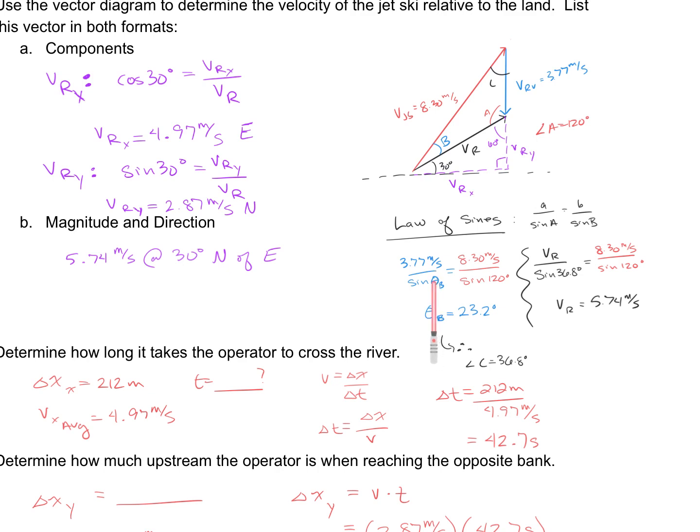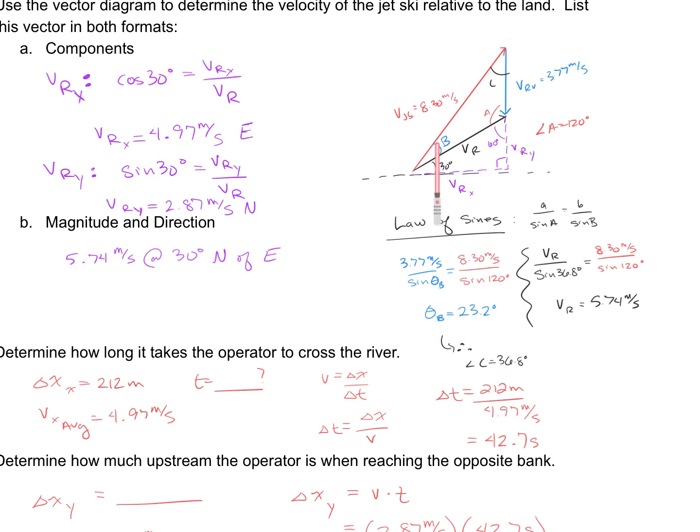I can explain quickly. You just multiply both sides by the sine of theta, and then take the inverse of this on this side. So the sine of 120 times 3.77 divided by 8.3 is equal to the sine of theta. And then take the inverse sine of this side. If that's confusing, come see me. I'll work out the steps with you.